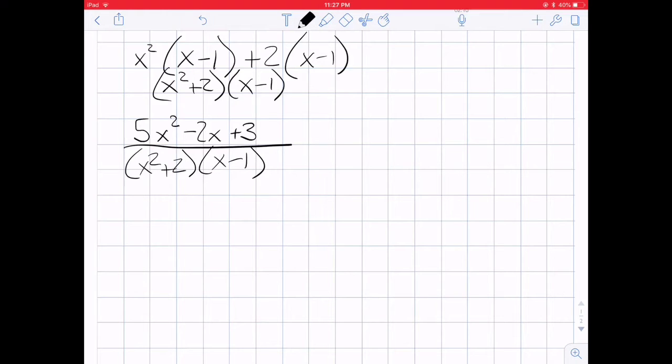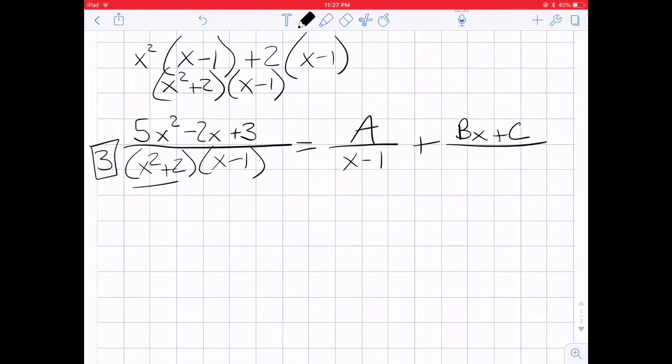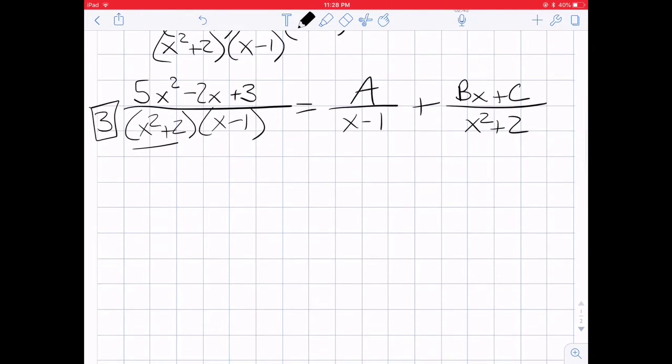So step 3, when we are setting this equal to the appropriate terms, is going to require us to do something a little bit more complicated. The linear term, the x minus 1, can just be put underneath a simple A, but the quadratic term, the x squared plus 2, has to be given a Bx plus C factor up there on top, and then we will have to solve for the B and the C. And that's what makes this a little bit more complicated, but still not too bad.